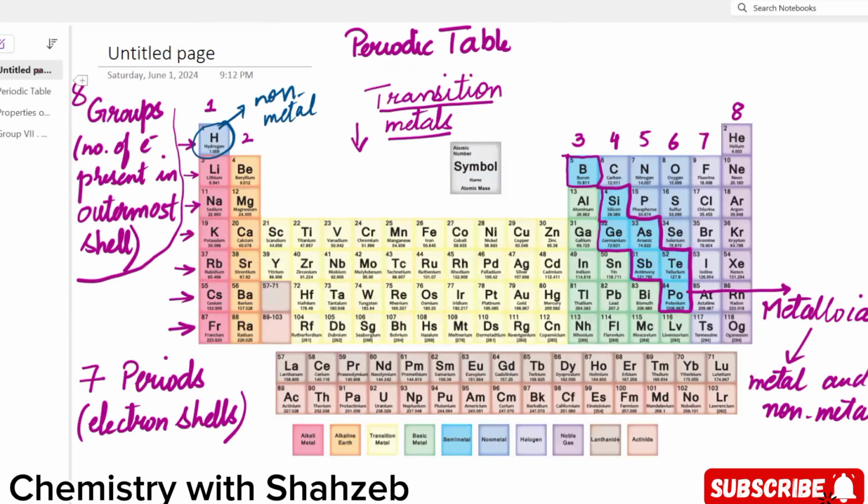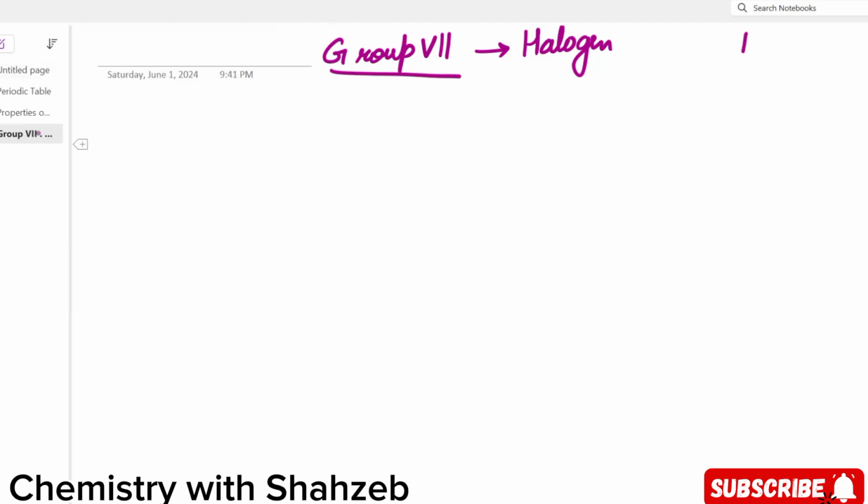Now let's move towards group 7 elements. Group 7 elements are basically called halogens. And remember one thing, first of all, what are these elements? These are fluorine, chlorine, bromine, iodine, astatine. We actually don't discuss astatine. So we have fluorine, chlorine, bromine, iodine, then astatine.